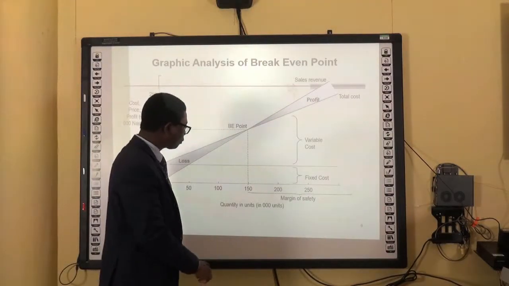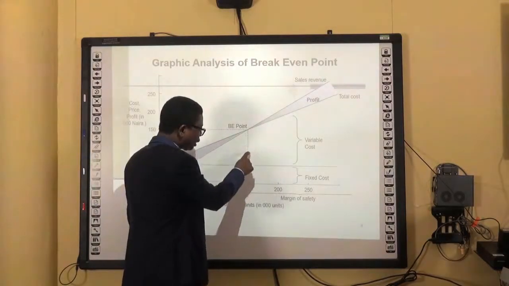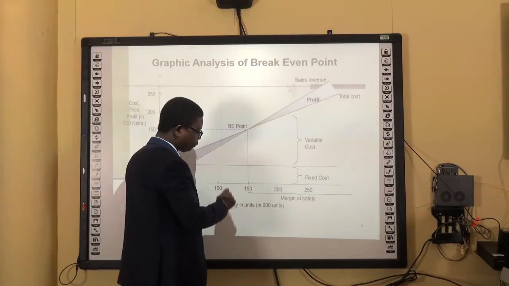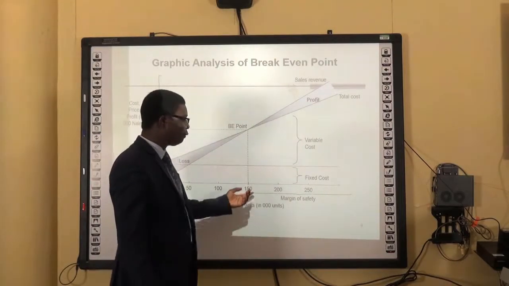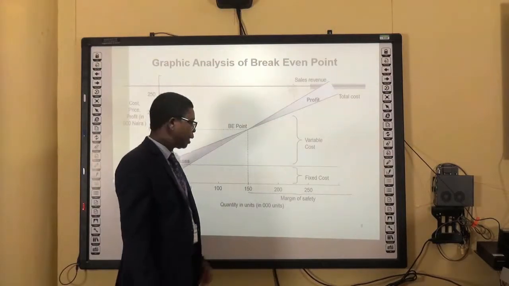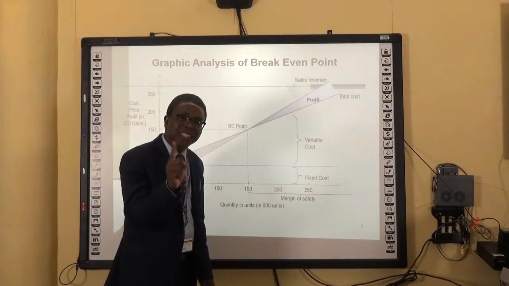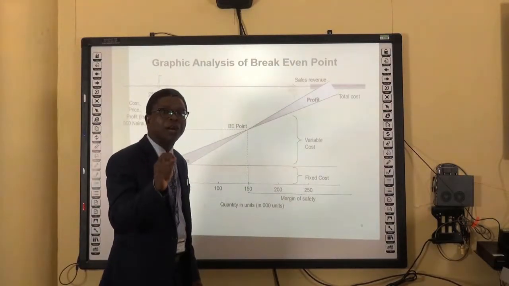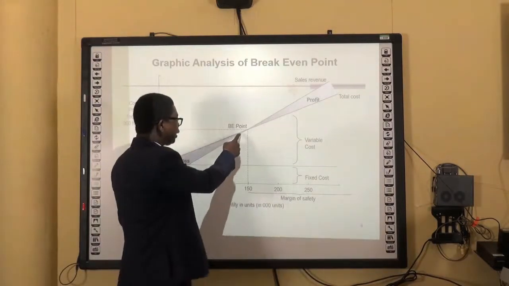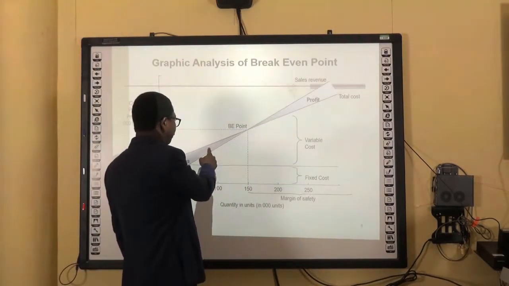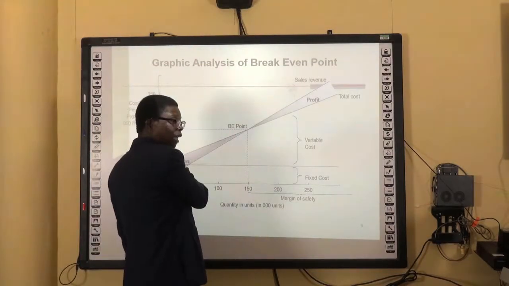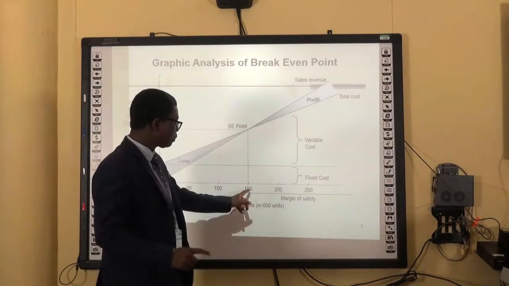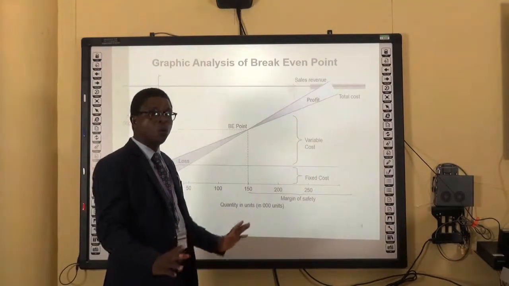It means that at this break-even point, when you trace it down to this axis, you have 150,000 units of the product being sold. It means that if for any reason the company failed to sell up to 150,000 of the quantity of their product, the company will be running at a loss. And that is this area that you see marked down this side. That is a loss. For the company to break even, it must sell 150,000 quantity of its product.